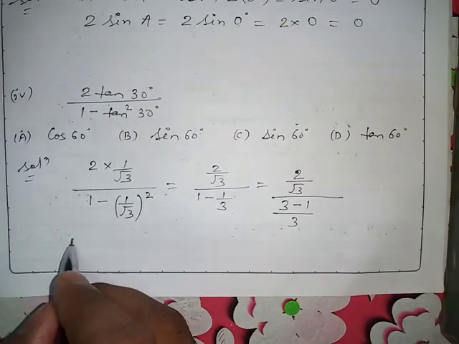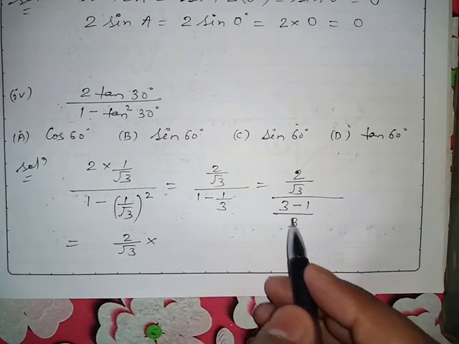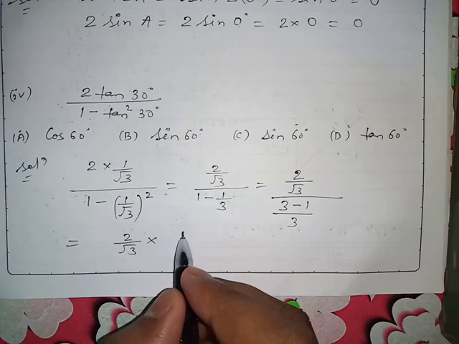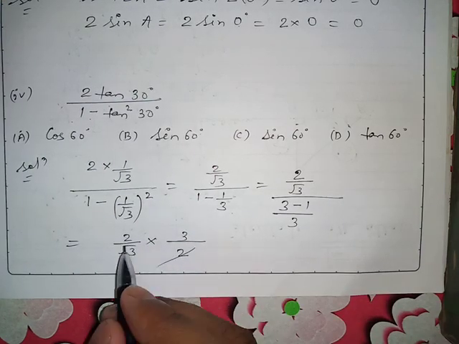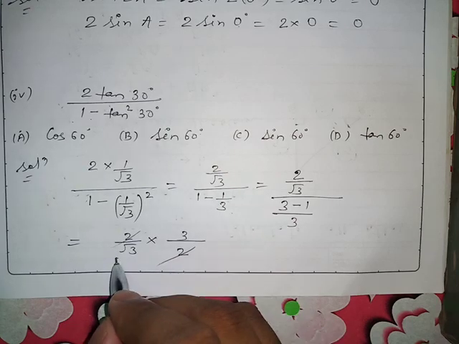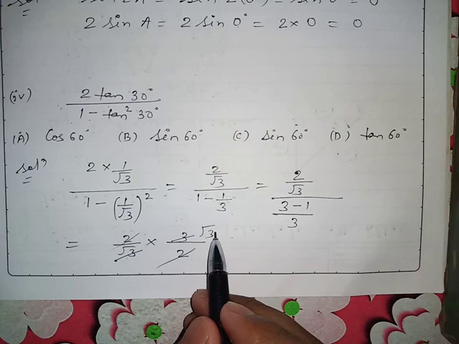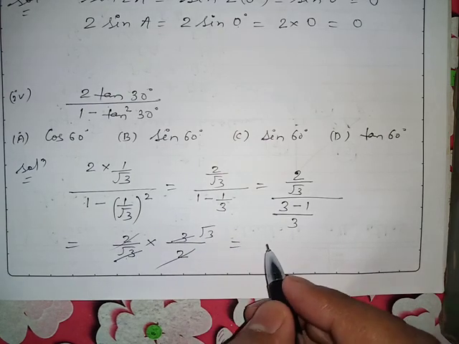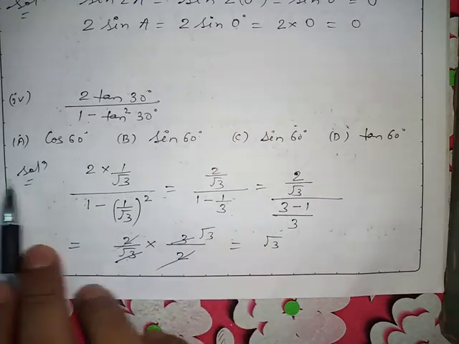So this equation becomes 2 upon root 3 into... Okay, now see, this 3 will go as a numerator, 3 upon that, this is 3 minus 1, that is 2. So here 2 cancels out. So now see, root 3 into root 3 is 3, root 3 is 3. So our value is what? Root 3. So see which option is correct.